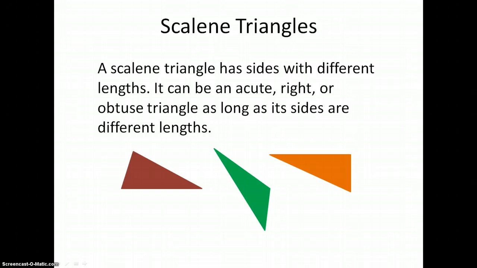Scalene triangles only consider the sides. A scalene triangle has sides with different lengths. That means its angles can be acute, right, or obtuse. Each of the three triangles below has sides that are different lengths from each other.